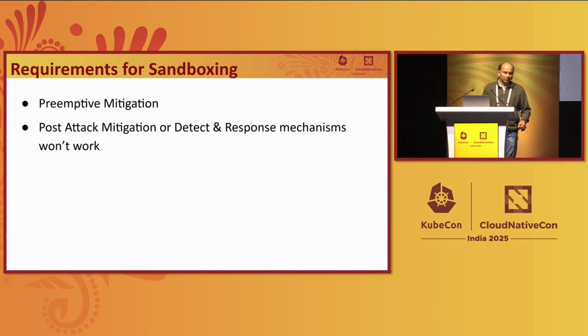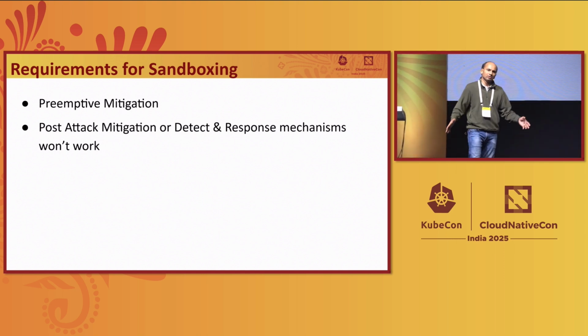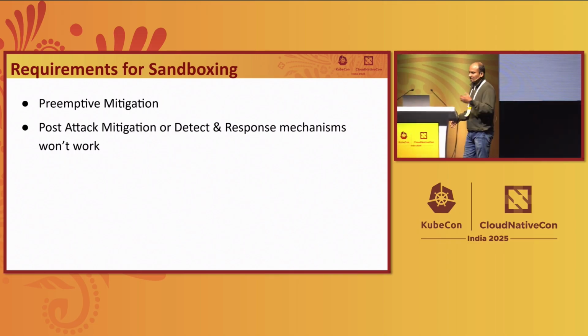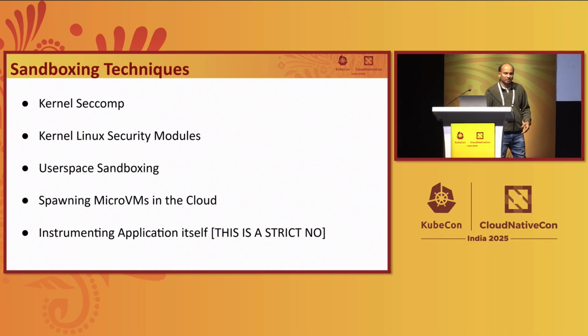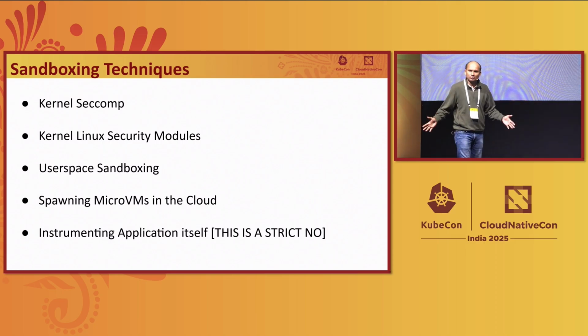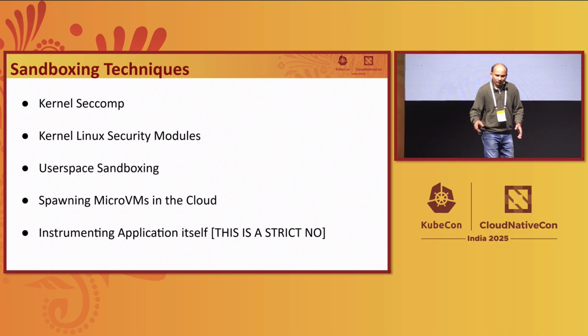So preemptive mitigation, where you stop the process execution, or you stop the network access, or you stop the access to the volume mount point, is extremely critical. And that's one of the key caveats for any sandboxing technique. Now, what kind of sandboxing techniques are available out there? Kernel seccomp is being widely used in containers already. I'll explain the pros and cons of some of these.